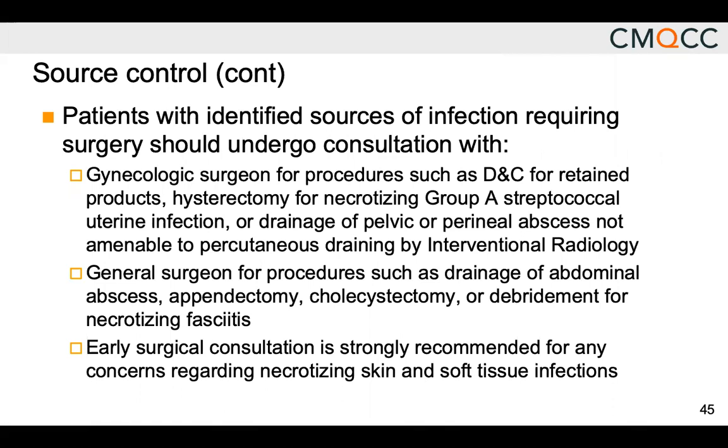For patients with an identified source of infection requiring surgery, this is also a place for consultation with the gynecological surgeon, of course, like we are all trained in D&C or hysterectomy, and then looking for possibilities of drainage. If you're talking outside the genital tract, then that's a general surgeon, for such things as drainage of abdominal abscesses, appendectomy, or cholecystectomy, or drainage from the gallbladder bed, or necrotizing fasciitis debridement. And again, early consultation is really important in this setting where there's the potential for surgical intervention. Next slide.